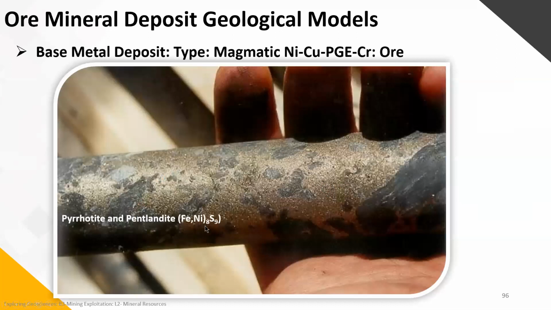So when we have minerals like pentlandite, which is composed of an iron nickel sulfide, we know that we are automatically close to a magmatic nickel copper PGE area.